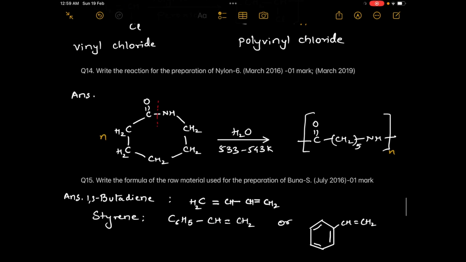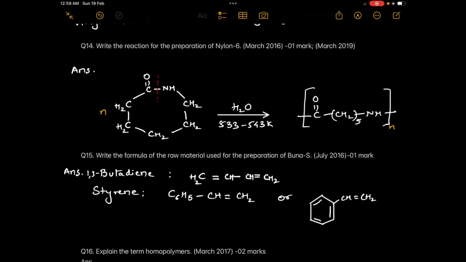See the next question, write the reaction for the preparation of nylon 6. So here I have taken epsilon caprolactam. I have missed out on the name. Please guys write it down. It's epsilon caprolactam. Here we are going to rupture the ring. It's a ring opening one. So we have to break the ring between the amide linkage C double bond O NH. Here you break it, and then the chain straightens. That is C double bond O CH2 5 times and single bond NH. The temperature requirement is 533 to 543 Kelvin, and this reaction occurs in the presence of water.